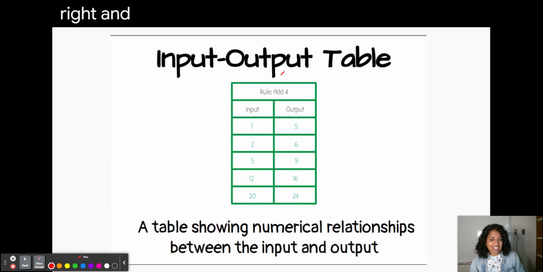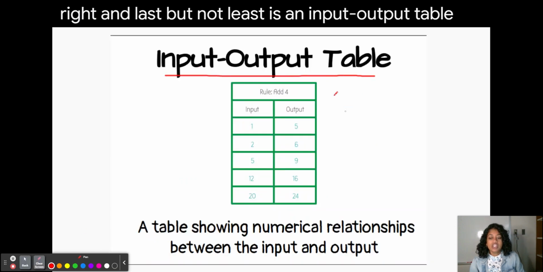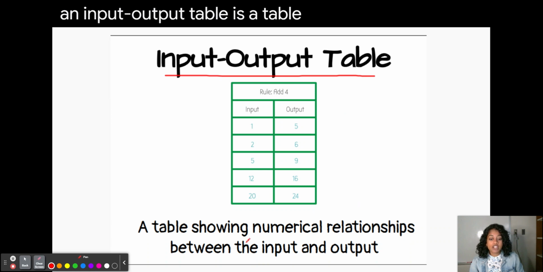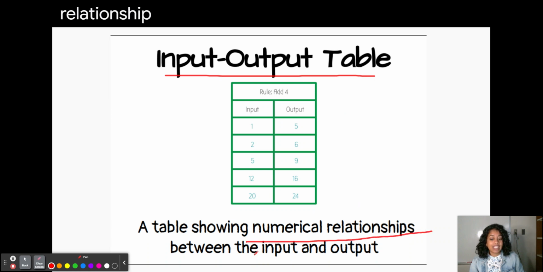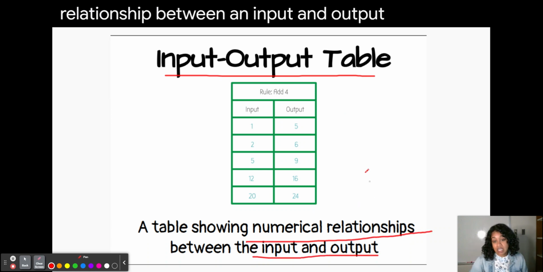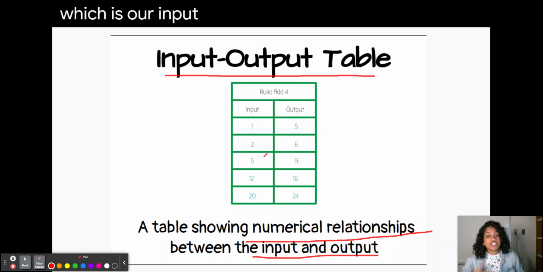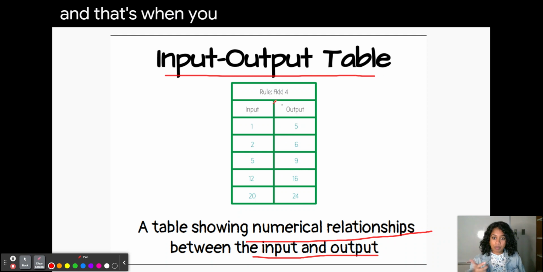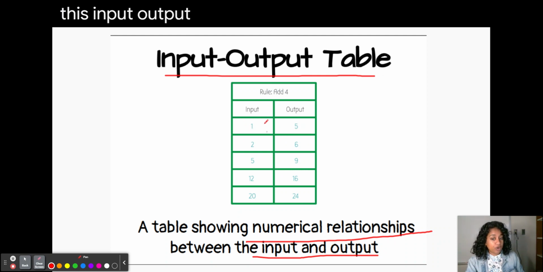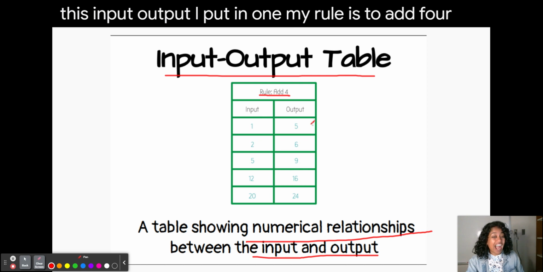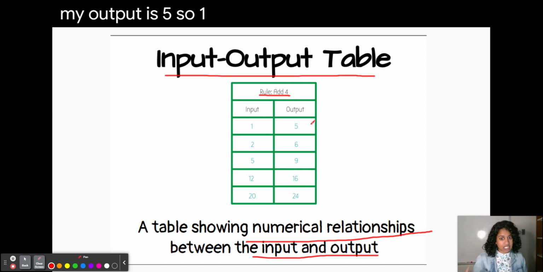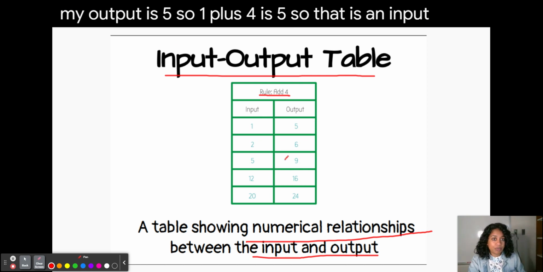All right, and last but not least is an input-output table. An input-output table is a table showing a numerical relationship between an input and output. With an input-output table, it's basically what are we putting in, which is our input. We're going to do some sort of rule, and that's going to give us an output. So for example, in this input-output table, I put in 1. My rule is to add 4, and my output is 5. So 1 plus 4 is 5. So that is an input-output table.